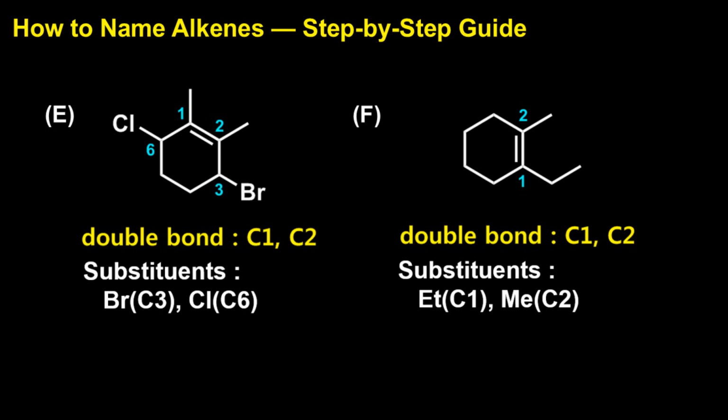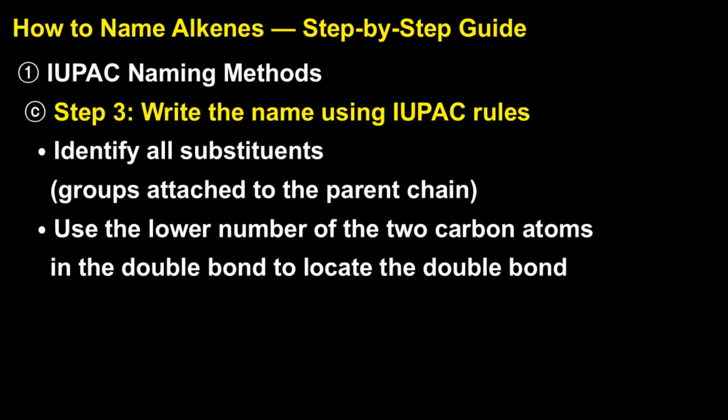What these examples show is that the numbering rule stays consistent. Always start the double bond at carbon 1, and then number around the ring in whichever direction gives the lowest numbers to the substituents. All right, let's move on to the final step, putting the name together using IUPAC rules.